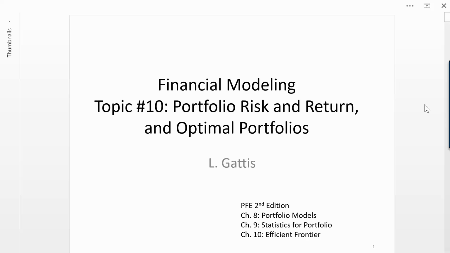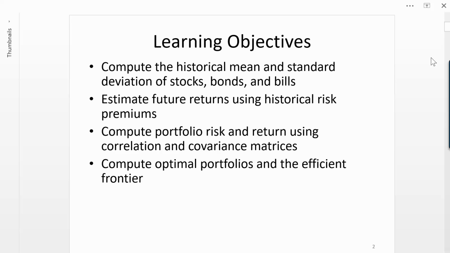Copyright Lou Gaddis. In this topic, we'll compute the historical mean and standard deviation of stocks, bonds, and bills using a 90-year sample, estimate future returns using historical risk premiums, compute portfolio risk and return using correlations and covariance matrices, and compute optimal portfolios and the efficient frontier.